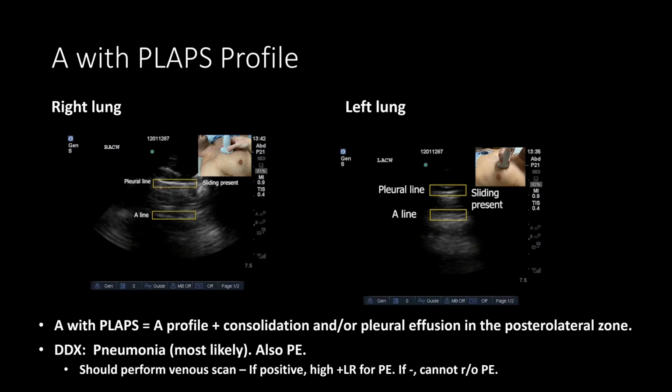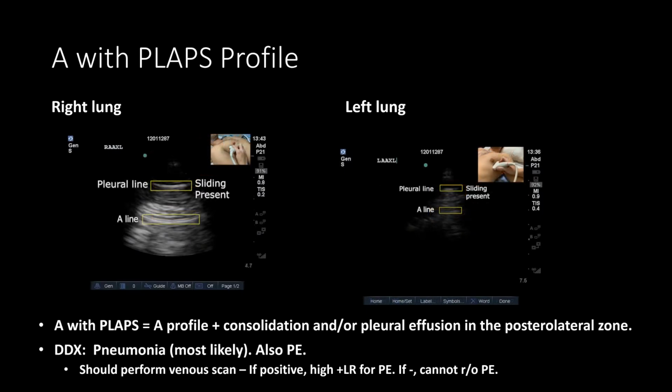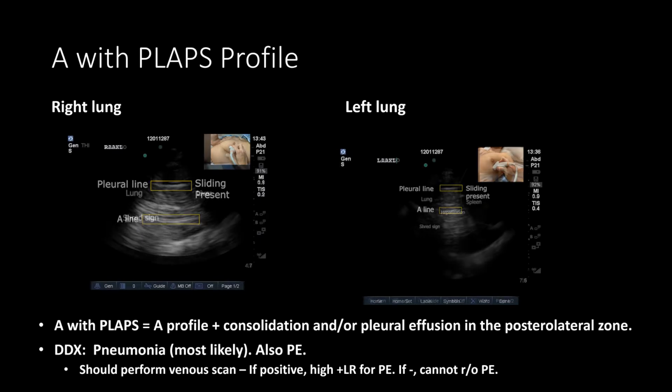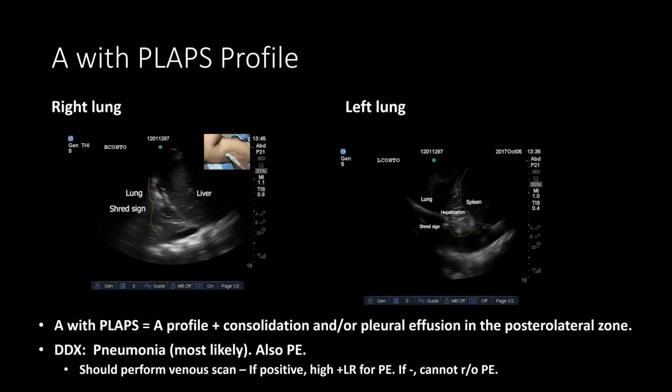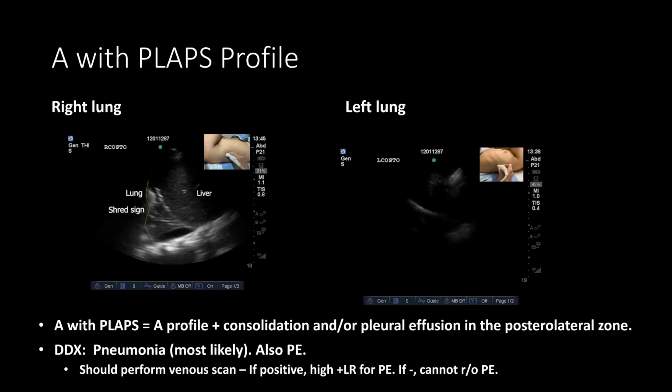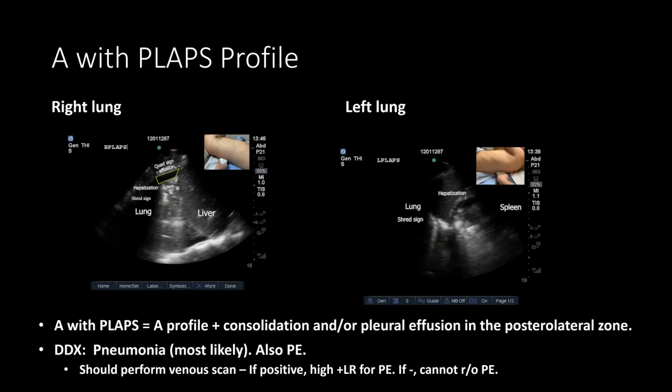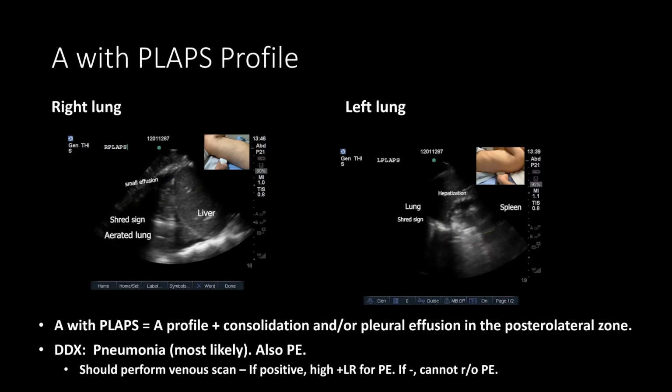In comparison to the A with no PLAPS, the A with PLAPS profile is more consistent with pneumonia. Again, looking at the screens above, we see in the anterior examination there's pleural sliding, there's A lines bilaterally. However, when we move down into the posterolateral regions and the PLAPS regions, we see a very clear consolidation with an associated effusion. And so this would be most consistent with a pneumonia.